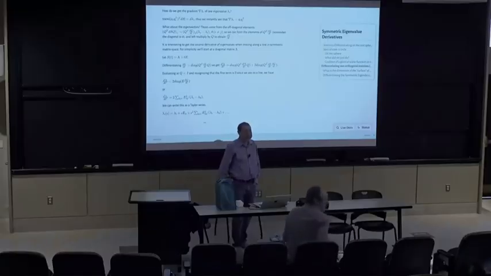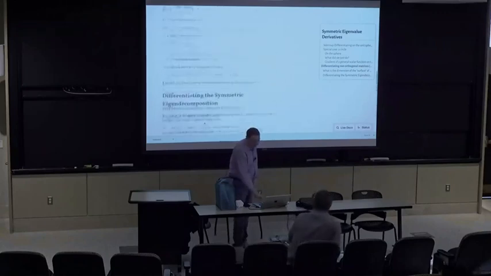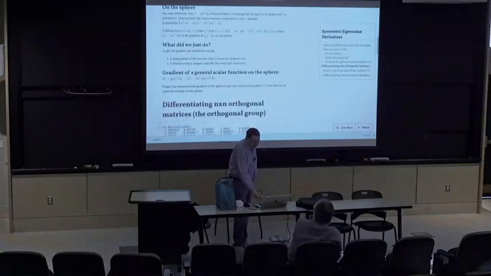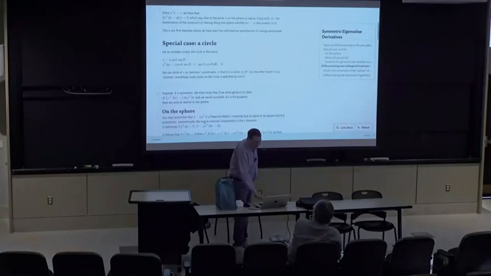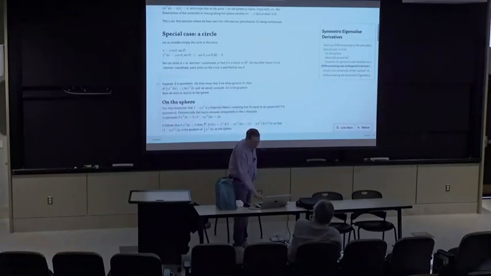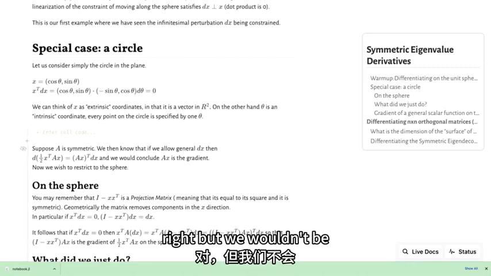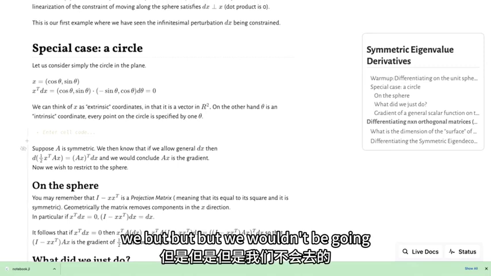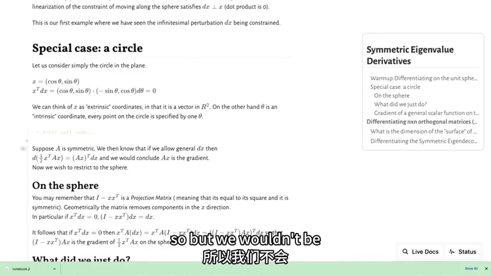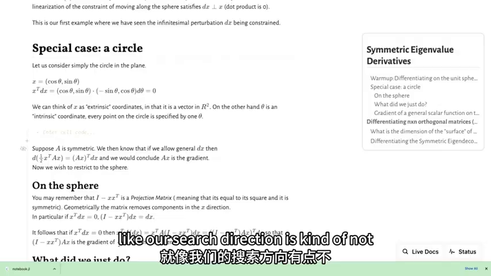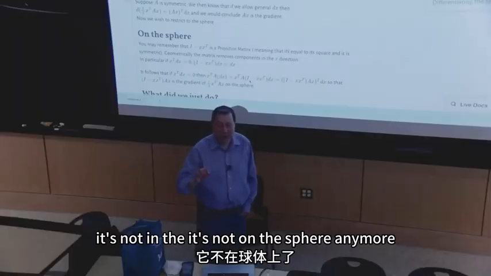Okay. I had a question where you differentiate X transpose AX under the constraint X transpose X is one. Uh-huh. So if you just write the df, assuming f is X transpose AX, we still get the dot product of AX and dx, right? Right, but our search direction is kind of not physical, if you will. It's not on the sphere anymore.